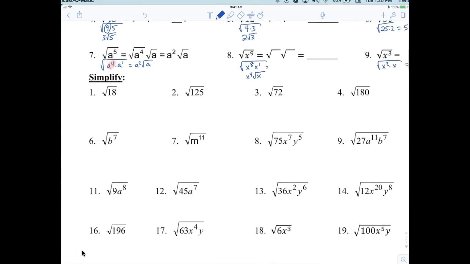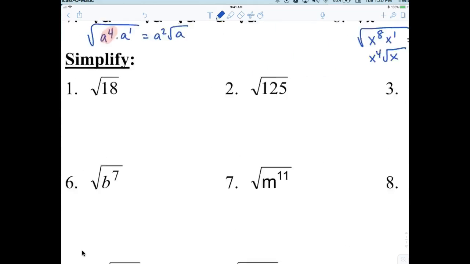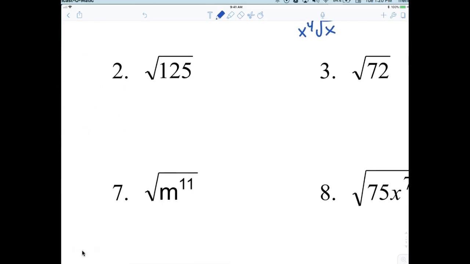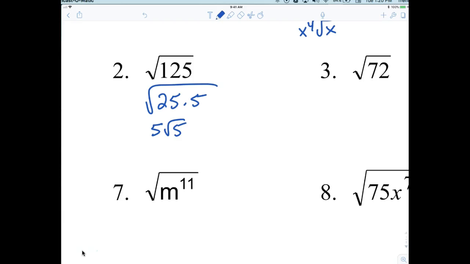Now, again, you're just recognizing the perfect square. What's the perfect square in 18? 9 times 2. All right, so we're going to come down here. 9 times 2, square root of 9. So there you have it, 3 radical 2. 125. 25 times 5. Square root of 25 is 5 radical 5. Are we okay with that?